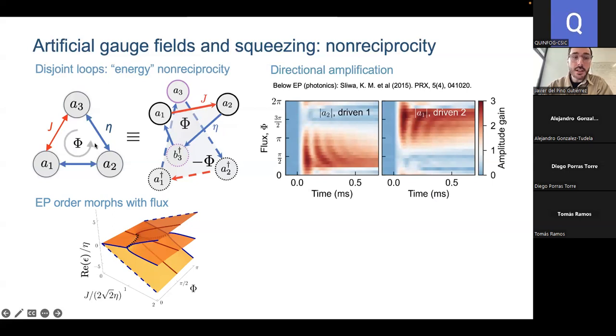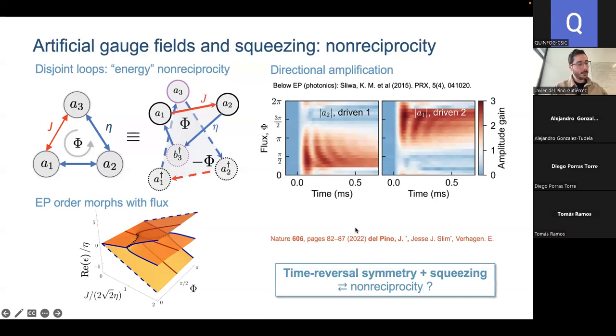You see here that when I drive the mode one and I look at two, I get most of the excitation when the flux is equal to pi over two, and when the flux is opposite, not only do I get less excitation, but in fact you can check that the signal is attenuated. The signal is anti-squeezed. It experiences extra loss. And if you now flip the mode that you are driving, you see the opposite behavior. And this was also summarized in this paper.